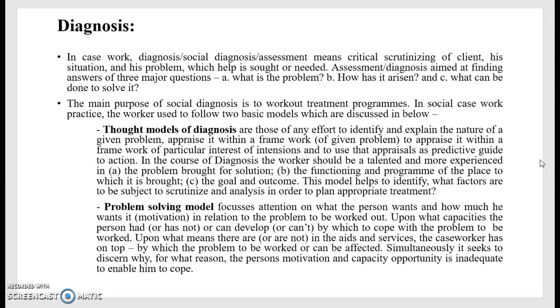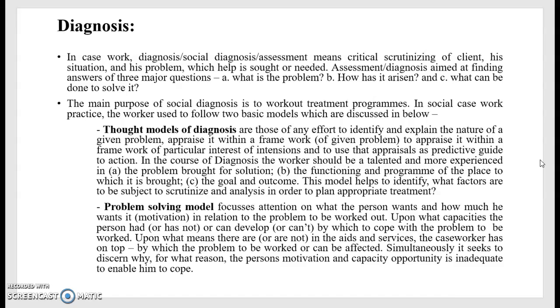Now coming to the third stage, which is diagnosis. In casework, diagnosis, or social diagnosis, or assessment, means critical scrutinizing of the client, his situation and his problem, for which help is sought or needed. Assessment or diagnosis aims at finding answers to three major questions. That is, what is the problem? How has it arisen? And what can be done to solve it? The main purpose of social diagnosis is to work out treatment programs.